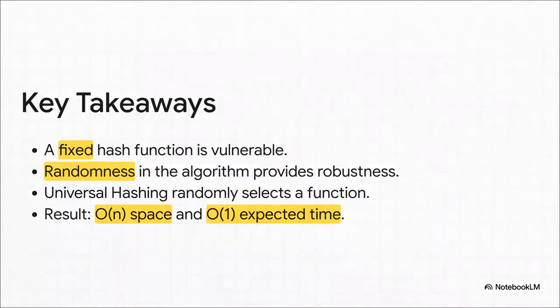So let's just recap the journey we took. We started with a problem. Any fixed, predictable system can be broken. We found a solution. Fight predictability with randomness. We did that by not picking a random number, but by picking a random algorithm from a carefully designed family. And the result? Universal hashing, which gives us that perfect combination of efficient space and constant time operations.